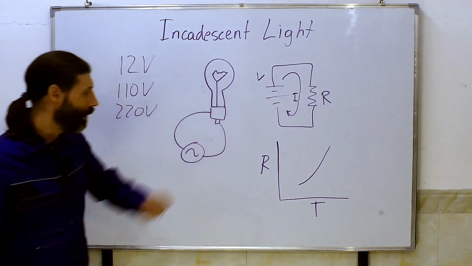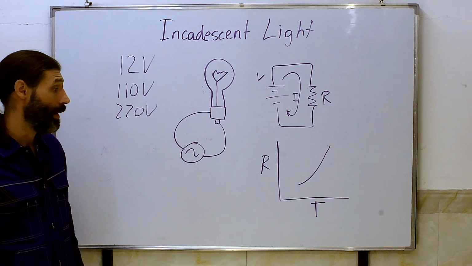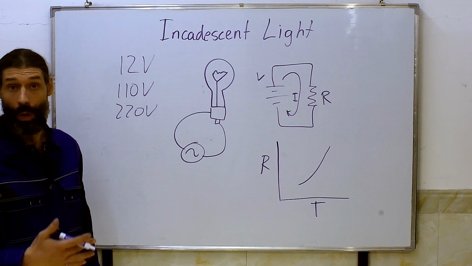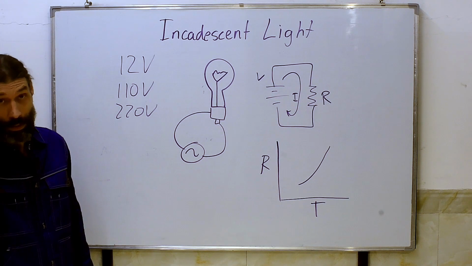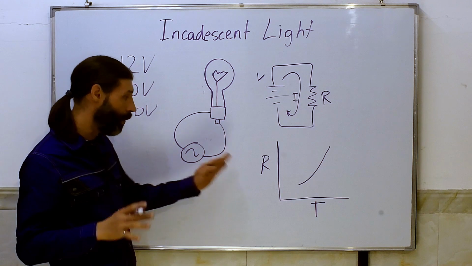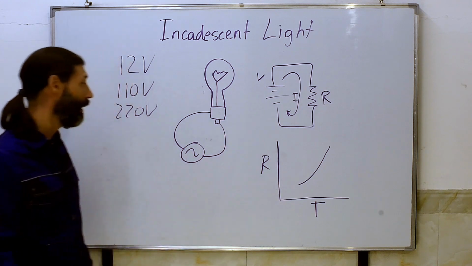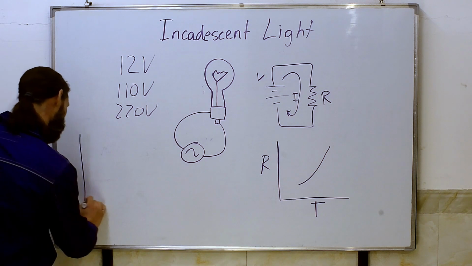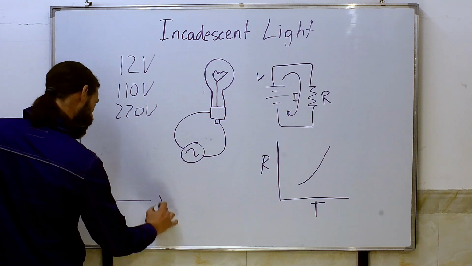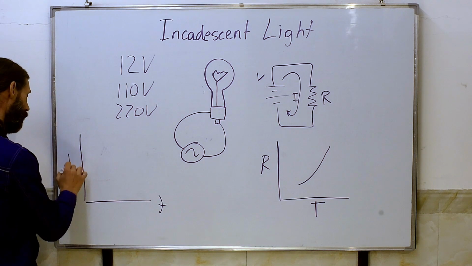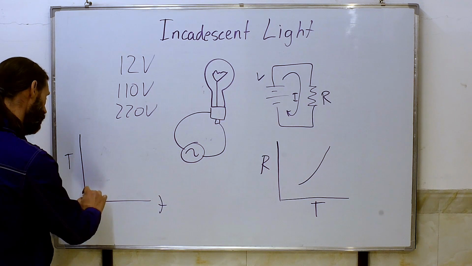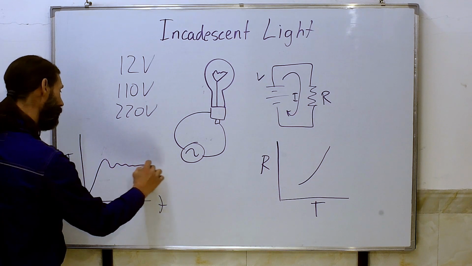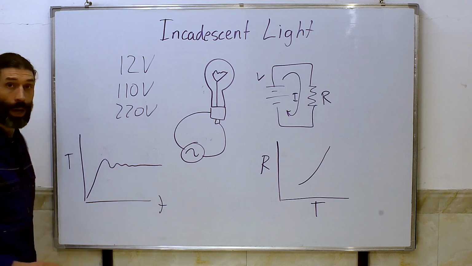Might not be quite linear, but this is the basic shape of the resistance to temperature for all metals. This slope might be slightly different, but the point is that resistance increases with temperature, and this has a self-regulating effect on the light bulb. So if we want to look at temperature per time, the temperature is going to start pretty low at room temperature. It's going to get to some temperature and drop, and then it's going to oscillate a little bit, but it's very, very quickly going to reach some kind of steady state.